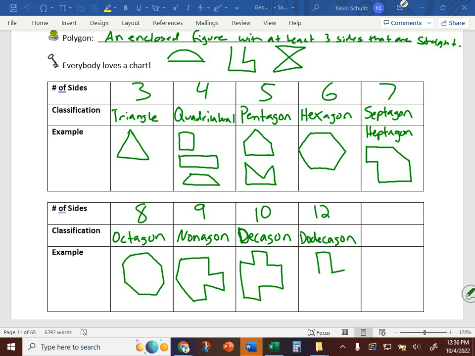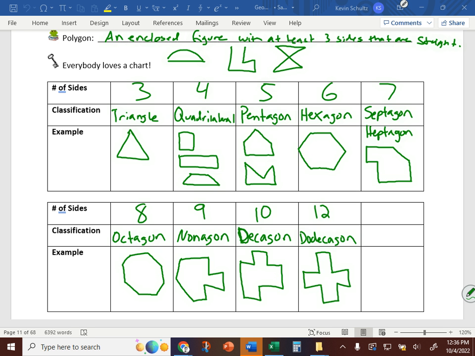One, 2, 3, 4, 5, 6, 7, 8, 9, 10, 11, 12. There's your dodecagon. Okay. Wait, does it have a real 13? There. So.